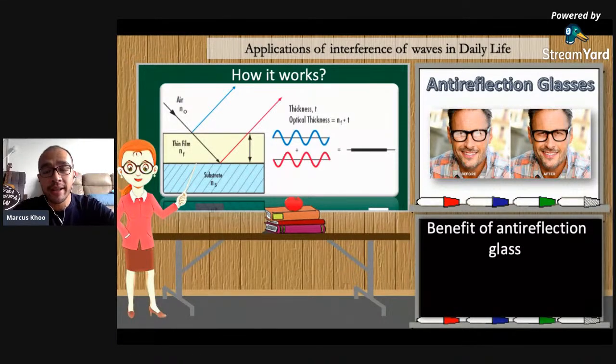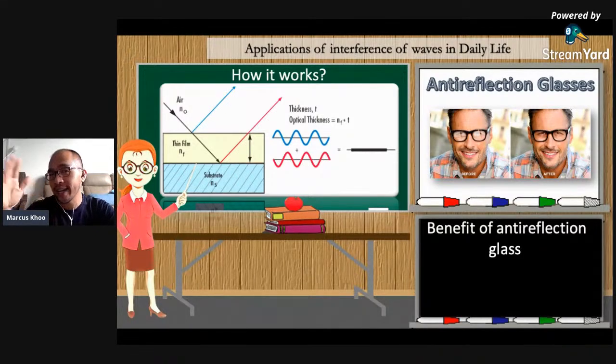So AR lenses, I know that in our class, Wilson has an AR lens because it's the same as mine. But that's an example of an AR lens. Of course, Wilson's one is a very high class AR lens. But basically, you cannot see the reflection.